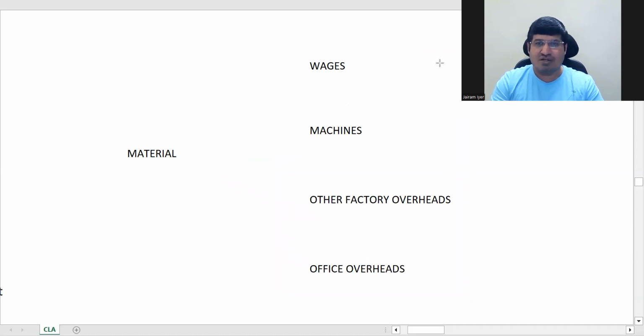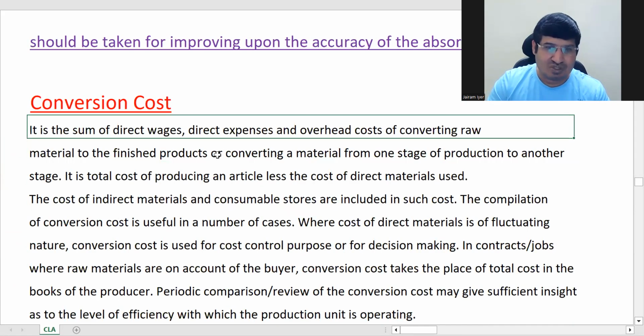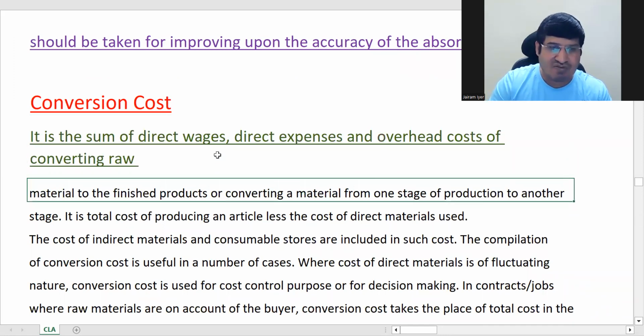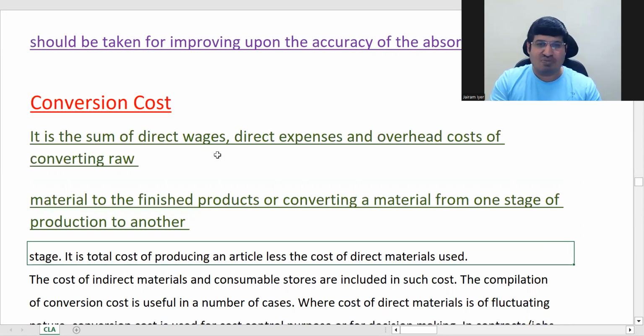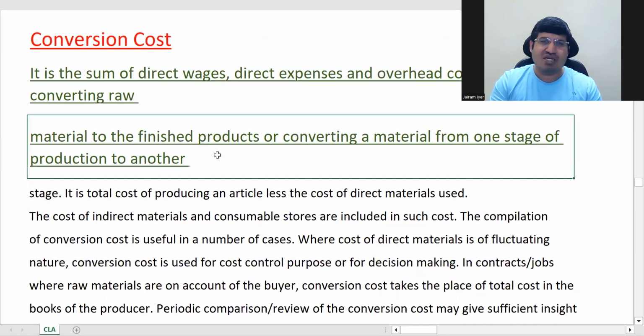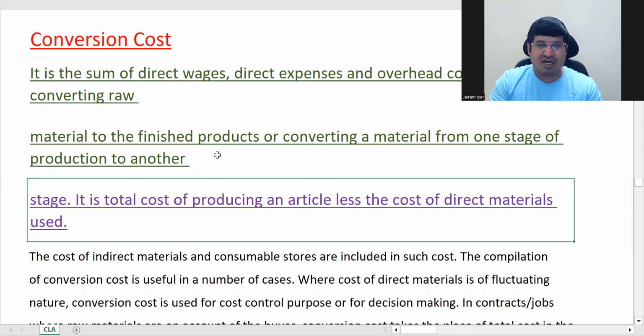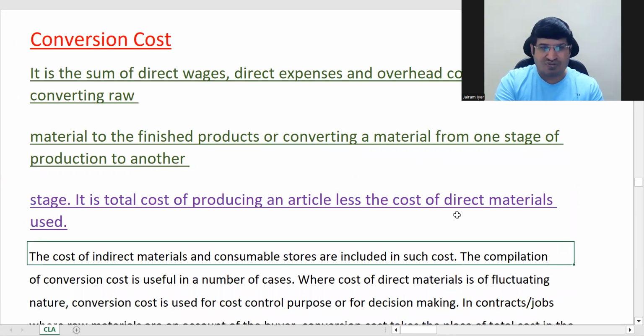So this is called conversion cost: the sum of direct material, wages, expenses, overheads of converting raw material to finished products, or converting material from one stage to another where there are multiple stages. The other way of finding it out is to take the total cost. Total cost less cost of direct materials, that we can do, right? Total cost of everything less cost of direct materials will give you conversion cost. Fine.